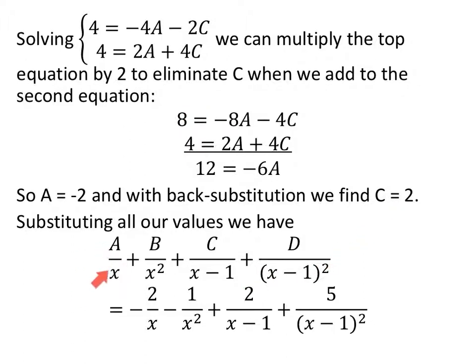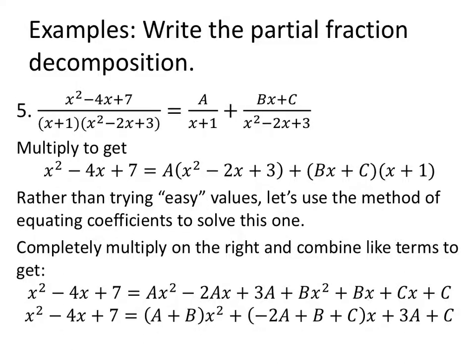Substituting, we know a is negative 2, so negative 2 over x. We know b is negative 1 over x squared. We know c is 2 over x minus 1, and 5 over x minus 1 all squared. It's a lot of work, but each step was easy. Each step is easy, there's just a lot of steps to remember.